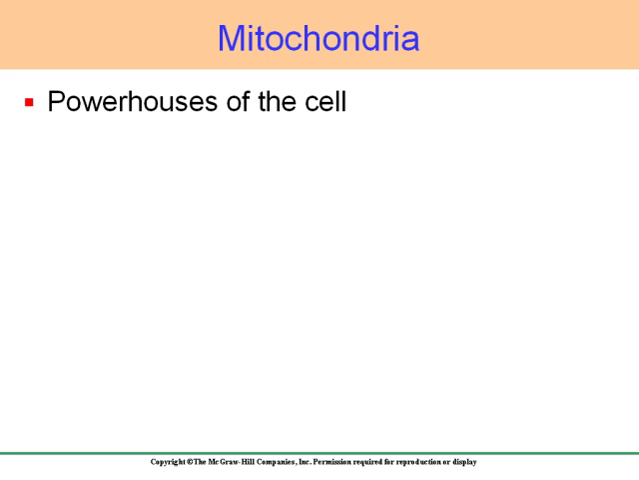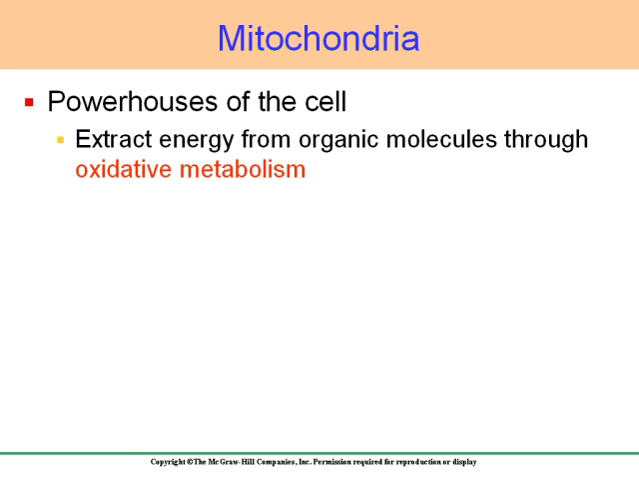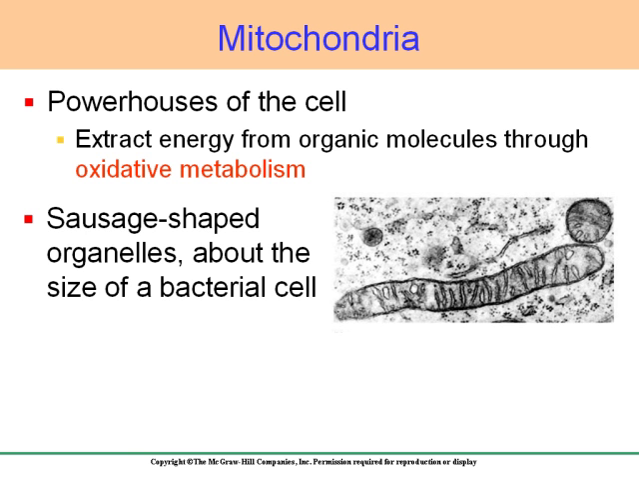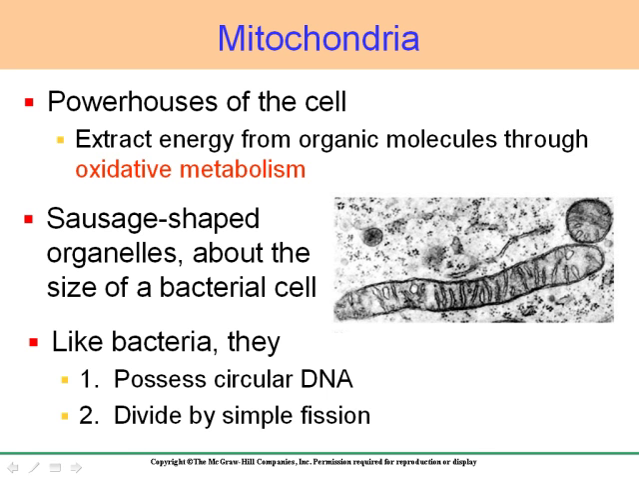The mitochondria are the powerhouses of the cell. They are going to extract energy from organic molecules through what is called oxidative metabolism. These organelles are sausage-shaped, and they're about the size of a bacterial cell. If you look to the right, you'll see a micrograph created by an electron microscope of a mitochondrion. Like bacteria, mitochondria also possess circular DNA and also divide by simple fission.